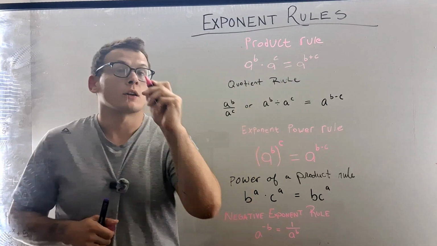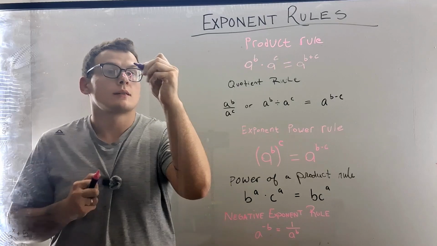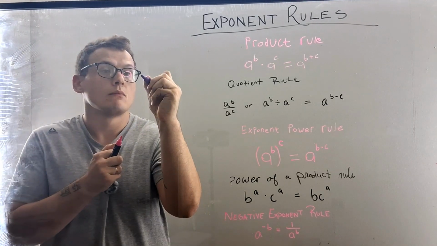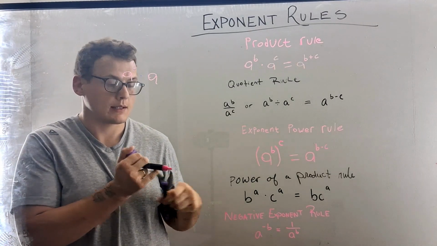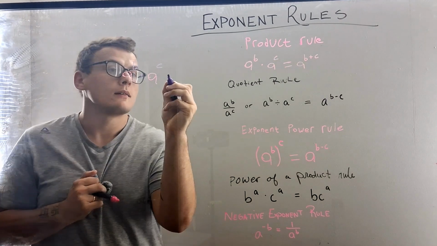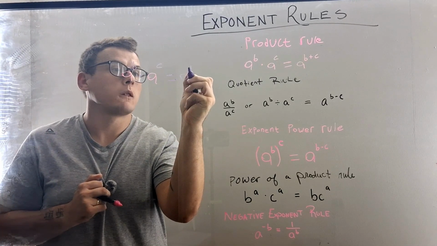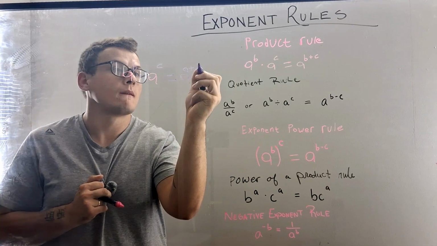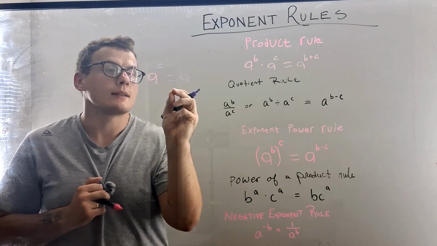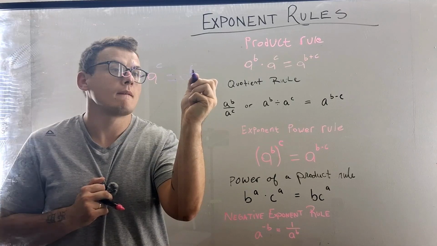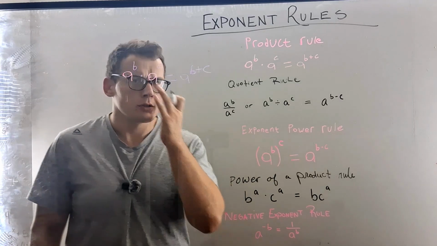Rule number 1 is the product rule, which can be expressed as A to the B multiplied by A to the C equals A to the B plus C. Sorry, A to the B times A to the C equals A to the B plus C. Okay, let's work through an example or two of that.